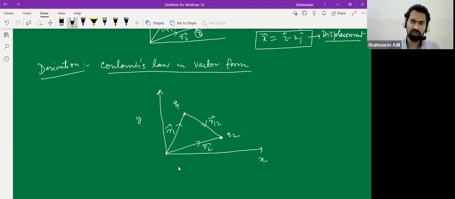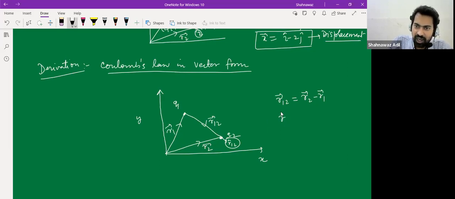Okay, understood. And the direction of this r12 vector would be this, r12 hat. Now you understand, right? So this r12, as we have calculated, would be r2 minus r1. And the hat part would be how much? This would be the vector divided by the magnitude.